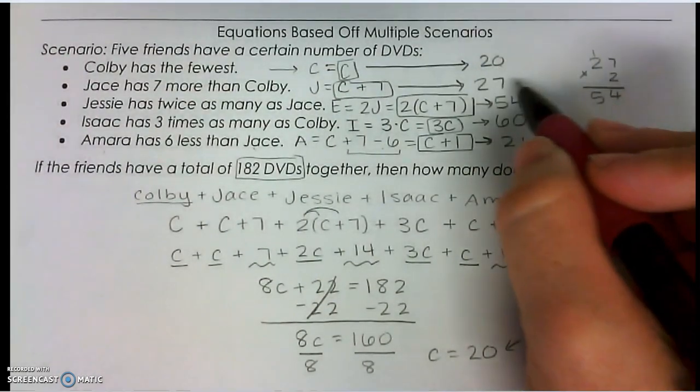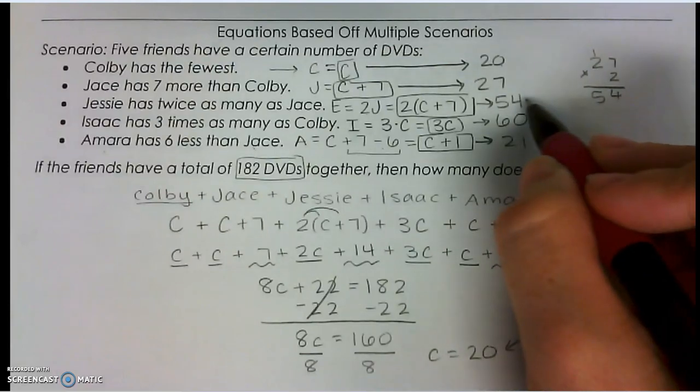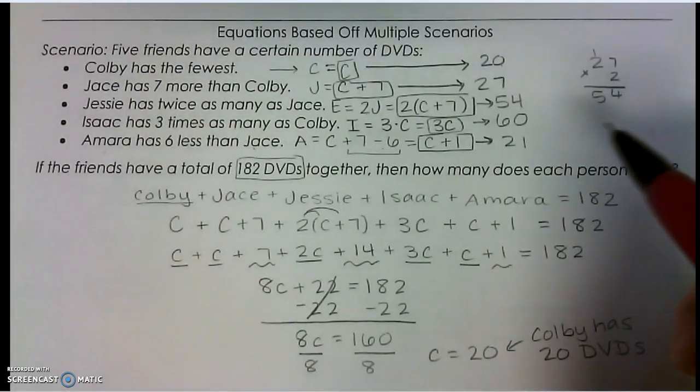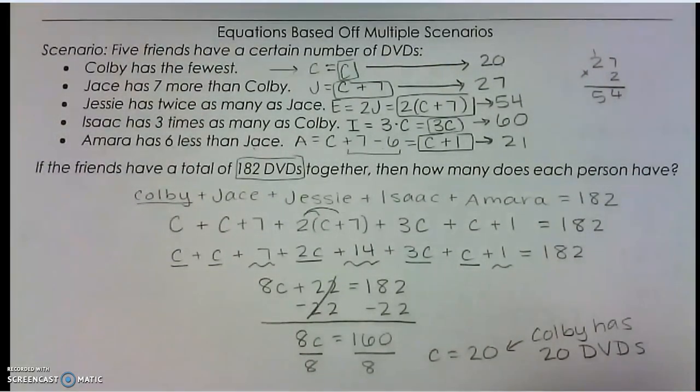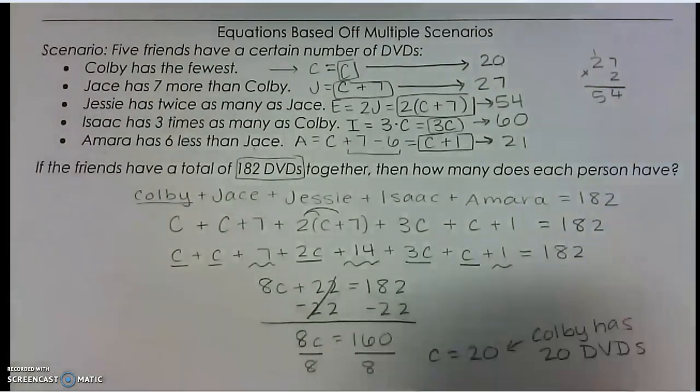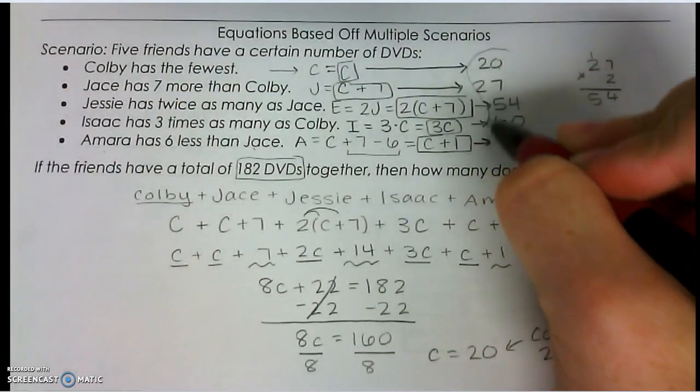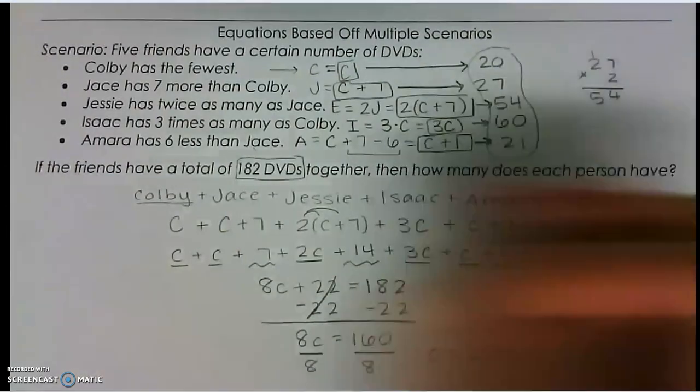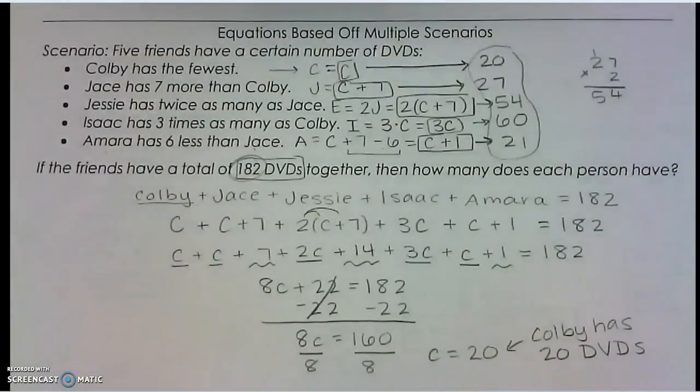So Colby has 20 DVDs. Jace has 27 DVDs. Jesse has 54. Isaac has 60. And Amara has 21. If you want to check your work, you can take all those numbers of DVDs, add them up, and it should get you to 182.